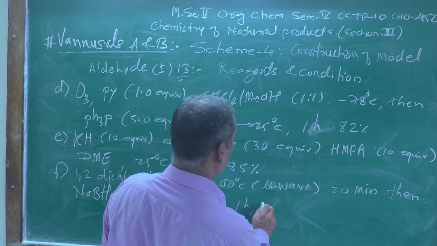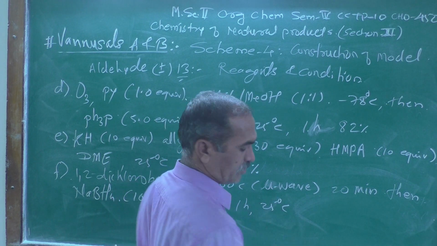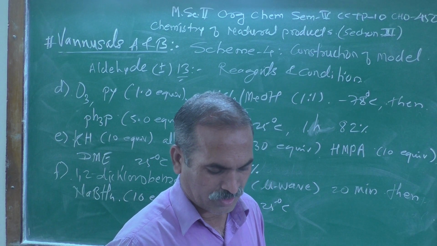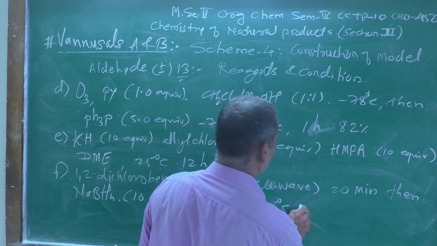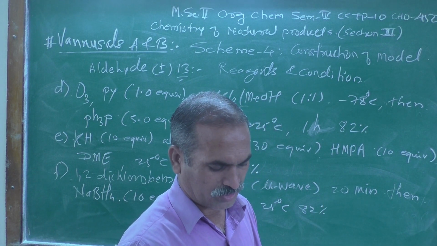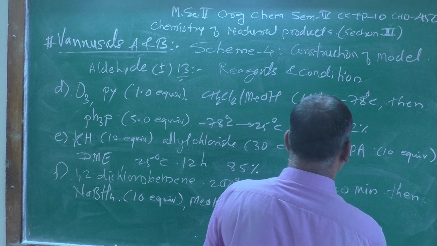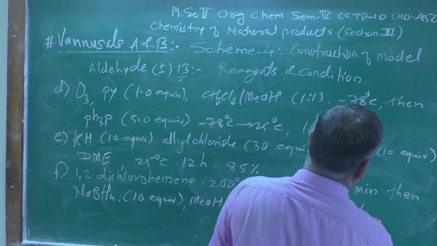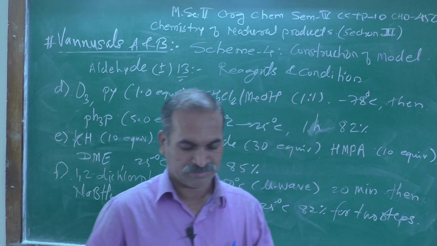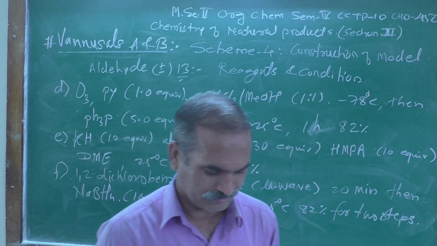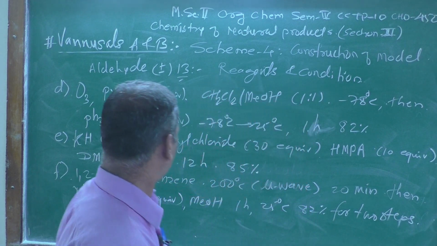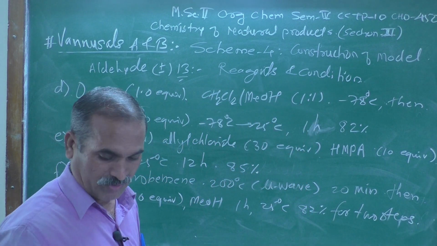and the temperature kept at 25 degree centigrade, and the yield was obtained 82% for the two steps. This is the product; these are the reagents we have seen so far.